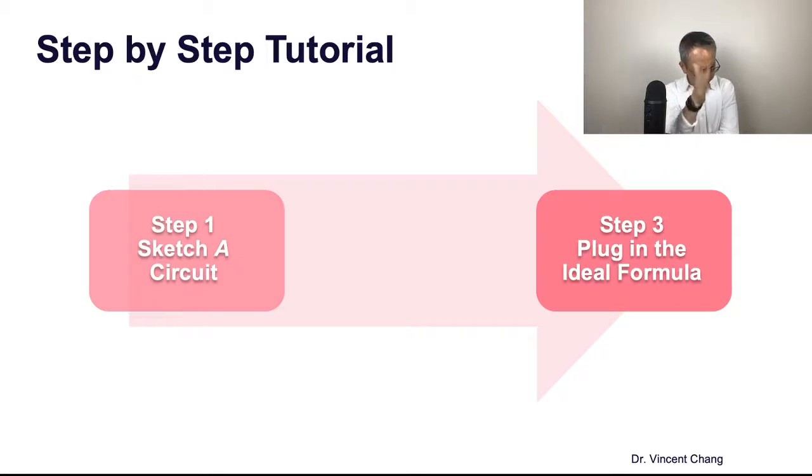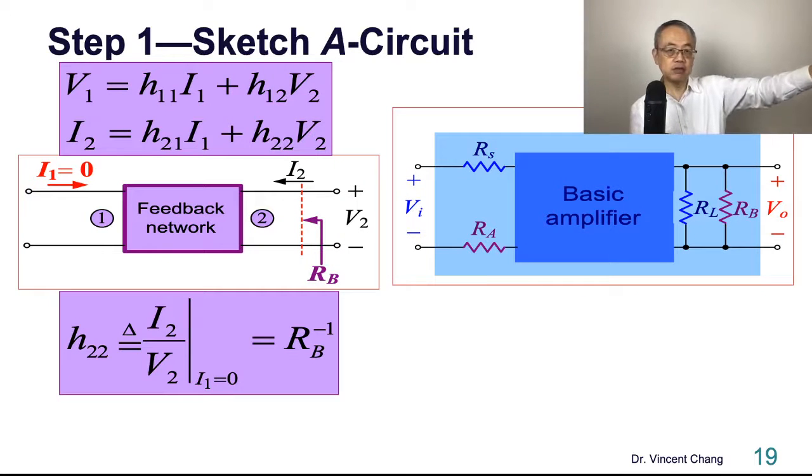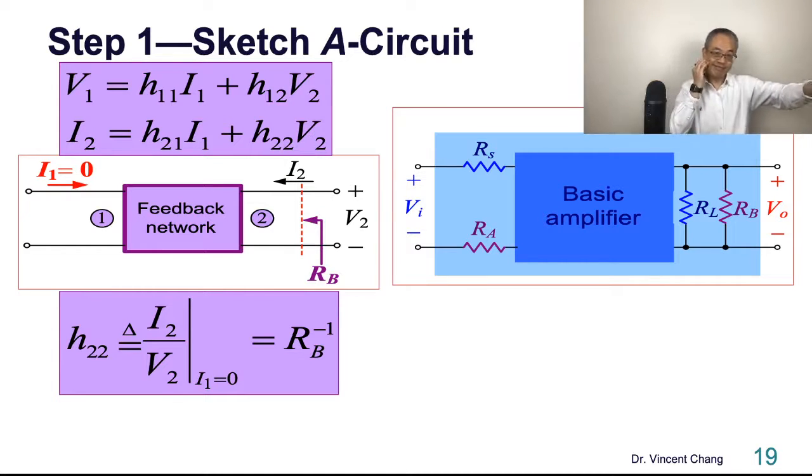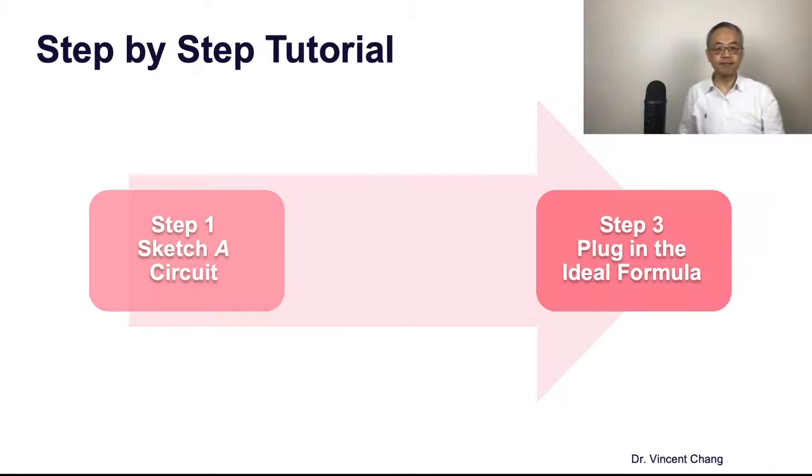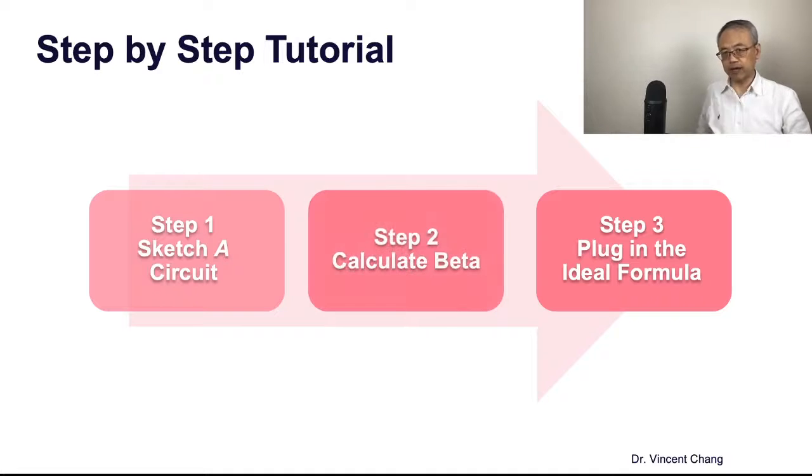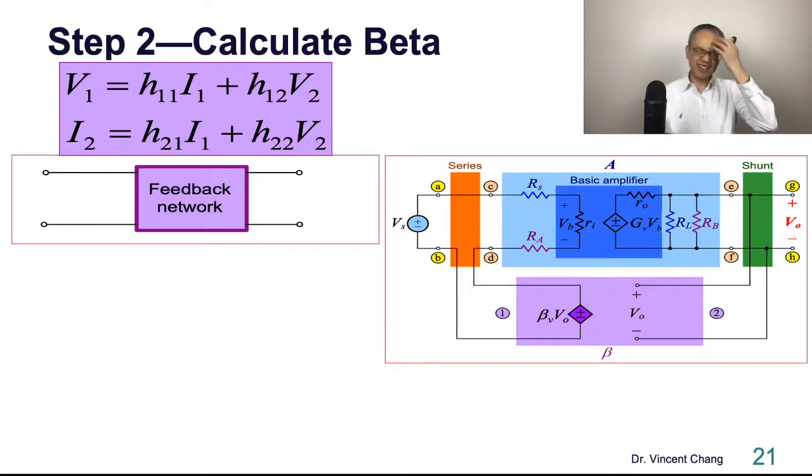Once you sketched the circuit, you try to calculate VO over VI, the VO on the right. That's A. Once you get A, the next job is to get beta. It sounds easy, right? But sometimes it's not. According to my experience, it's not that easy.